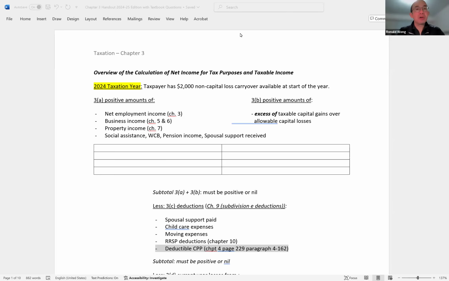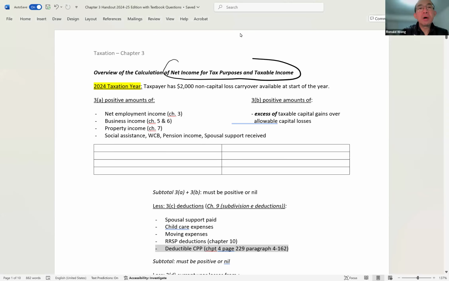So what we're going to do first, before we jump into the new material for chapter 3, I want to just do a quick overview about what we covered last week. Last week was a bit of an introduction, and we said that when you're filing your tax return, the first calculation that you need to do is net income for tax purposes. And then after you calculate net income for tax purposes, the second calculation is your taxable income. And there were special rules as to how you calculate net income for tax purposes.